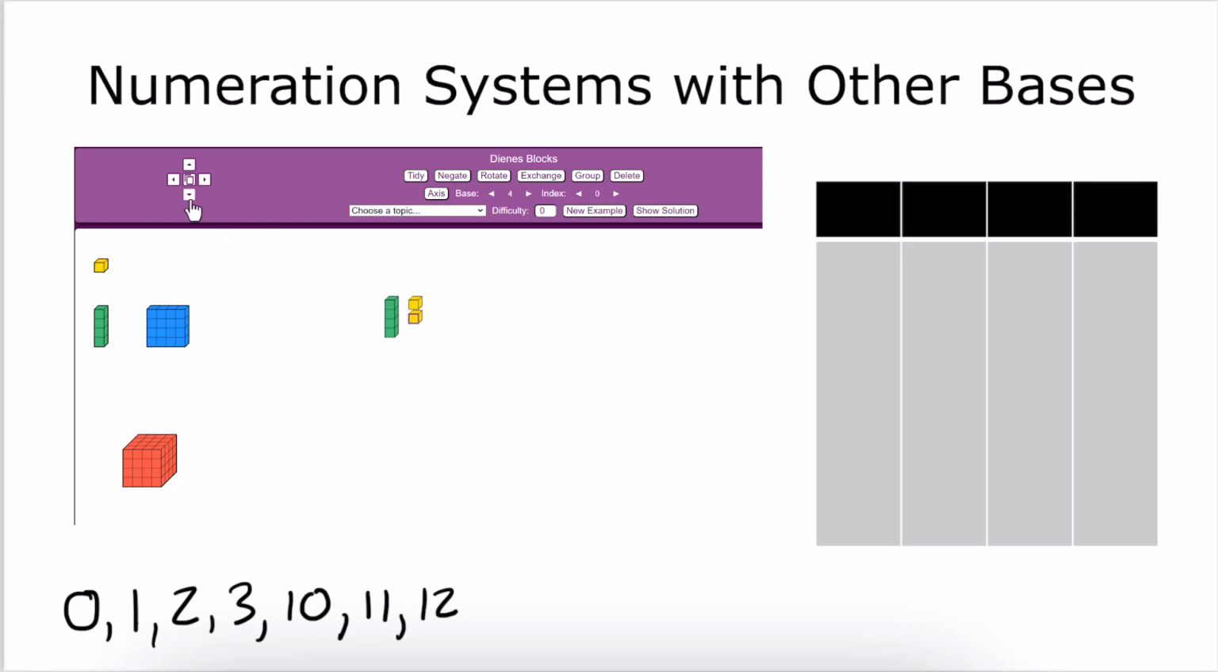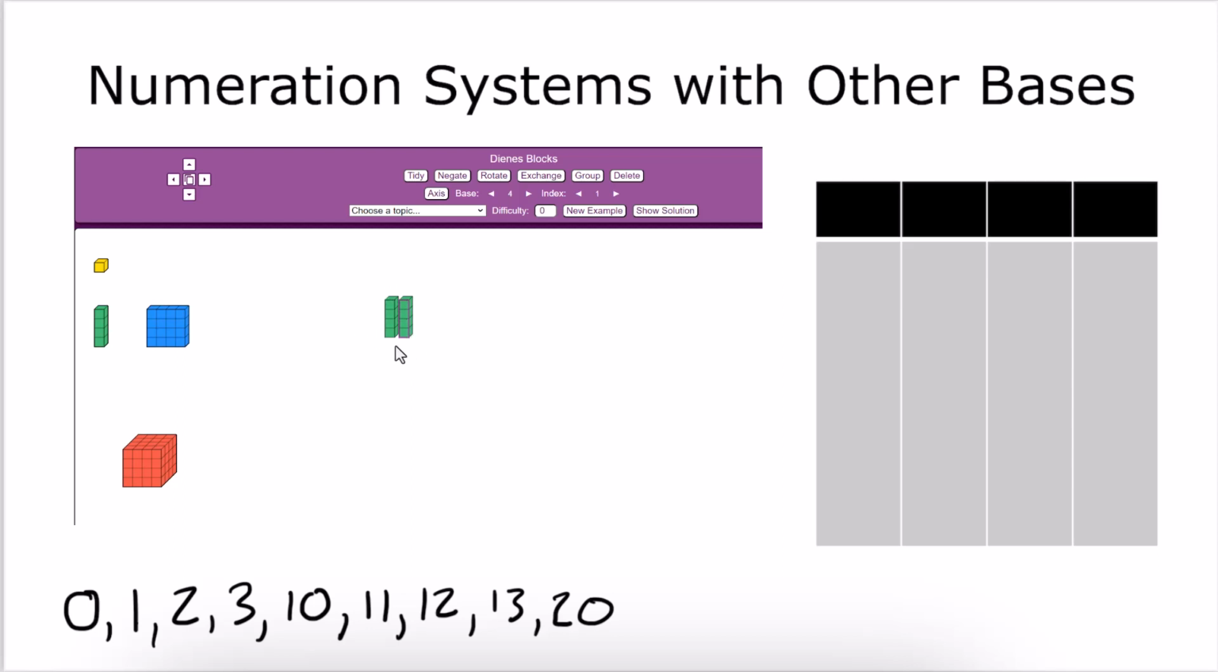And if we kept on counting like this, so I'll add one more, this would be 1, 3. And then the next time I add one on, I have enough that I can regroup these into the next place value. So I would have 2 of these. So the next number would be 2, 0. And this number 2, 0 in base 4 is equivalent to what we would call in base 10 the number 8. Because you can see we have 8 blocks here.